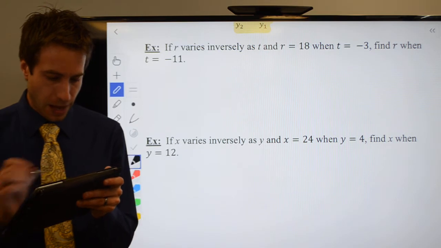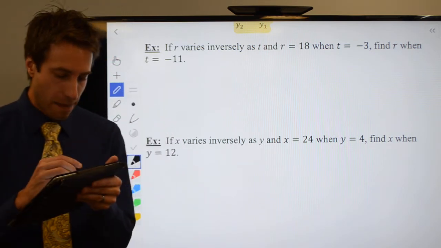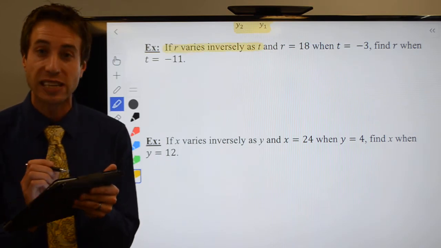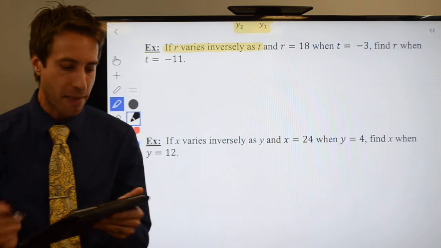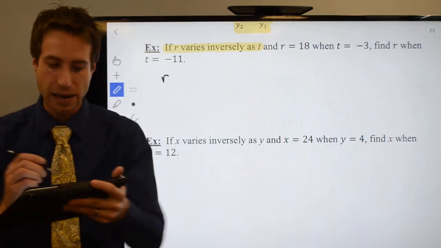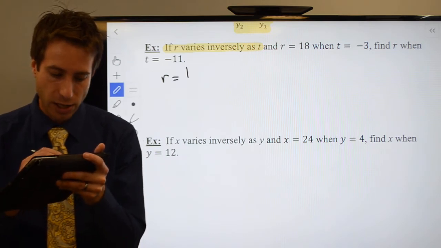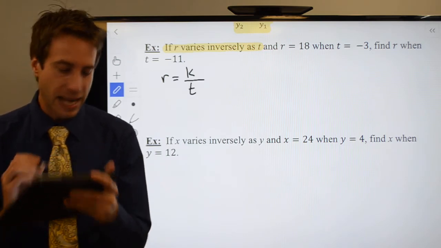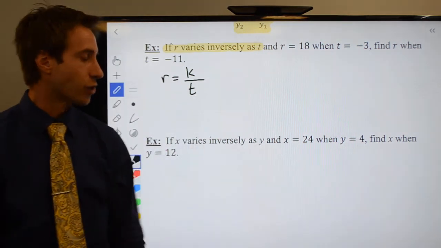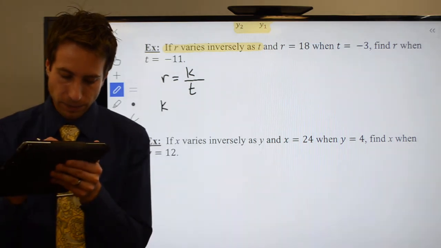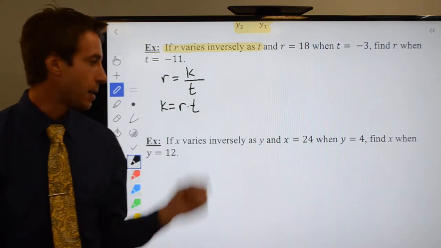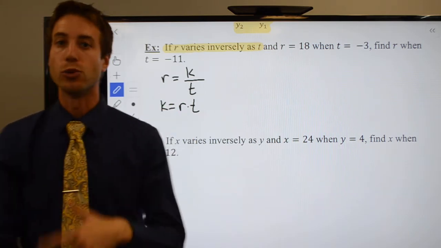So here we go. I'm going to start by writing my variation equation, and I'm told that R varies inversely as T. Well, I need to write my inverse variation formula, so R is equal to some constant K divided by T. I know it has to be divided by T because they tell me it's an inverse variation. Solve for K. That means I have to multiply the T to the other side, and I wind up with K, that constant of variation, equal to R times T.